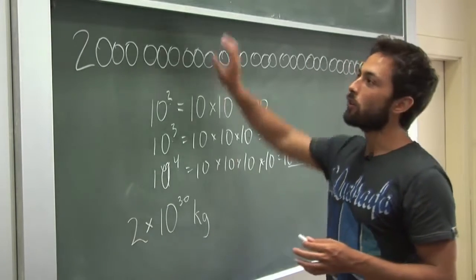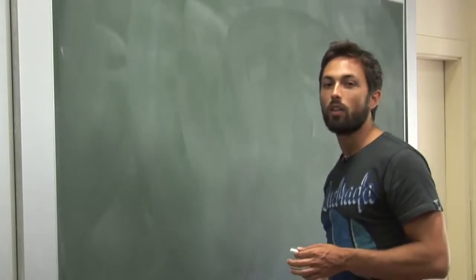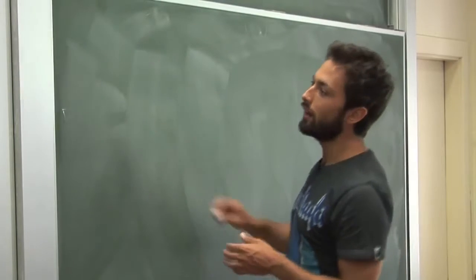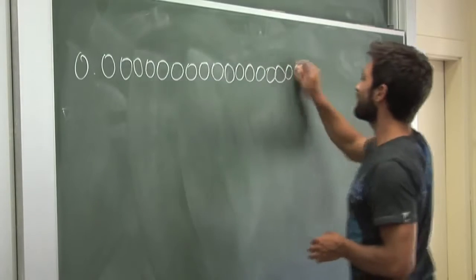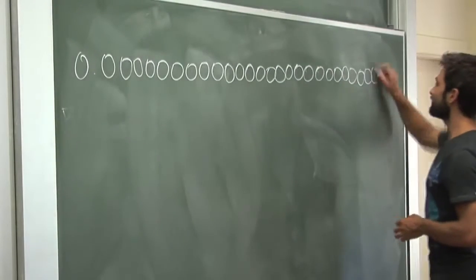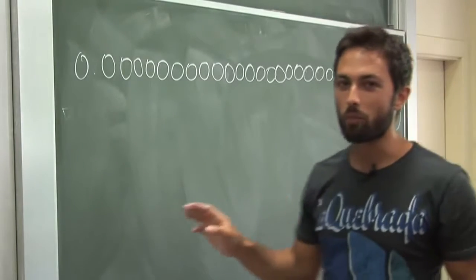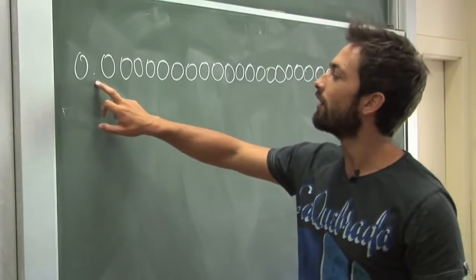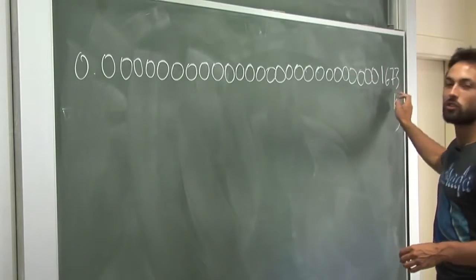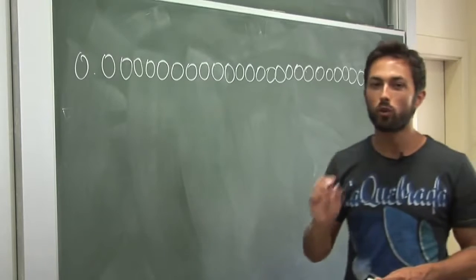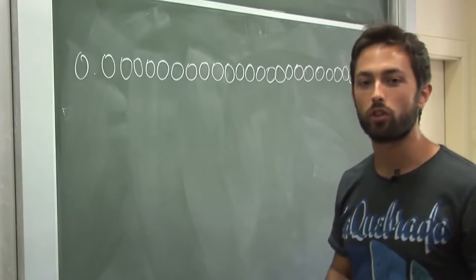The other problem is we have to deal with some very tiny numbers. For example, the mass of a proton. That is the mass of a proton: 0 point, and then there's 26 zeros, and then 1673 kilograms. A truly tiny number. So how do we deal with this? Well, again, it's using a similar trick.